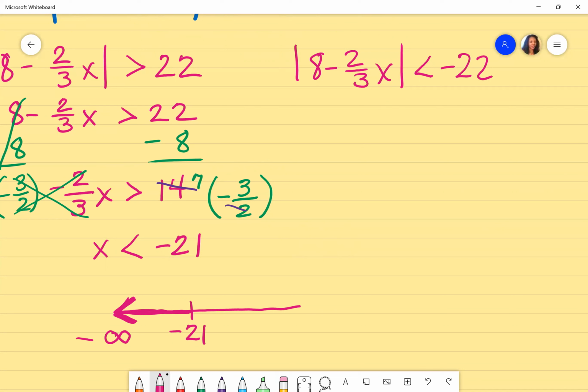Now, what I also see is there's not an equal sign under here this time. It's just simply less than. So X is all the values less than negative 21. So what that tells me is I'm now going to have an open circle.